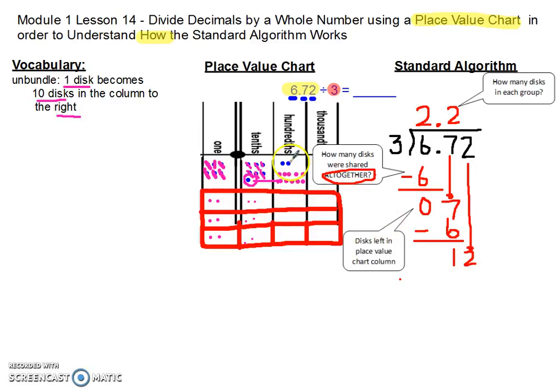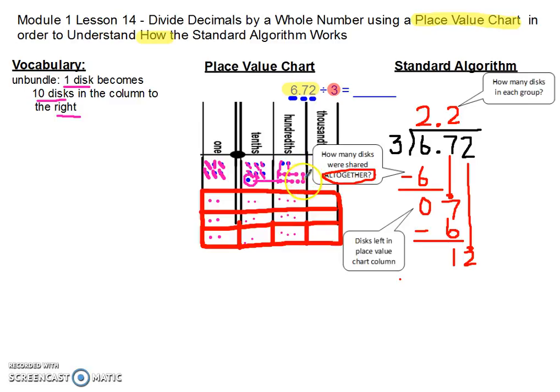Now we can share. For sharing equally, I'm going to go by 3s because that goes a little bit faster. 1, 2, 3, and then I put my 3 dots there.